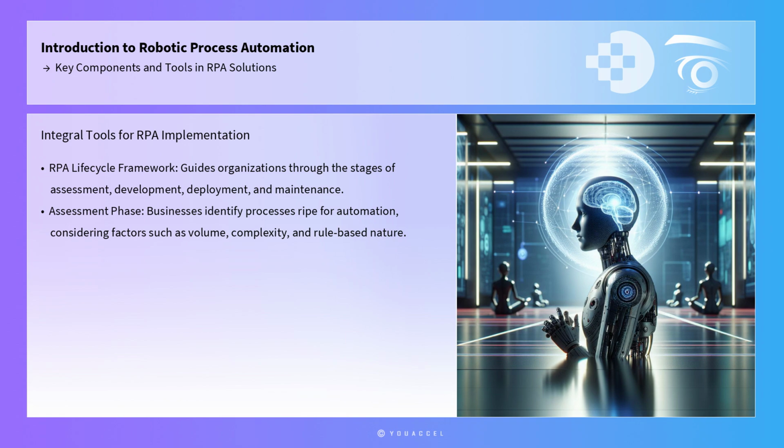In addition to these core components, several practical tools and frameworks are integral to effective RPA implementation. One such framework is the RPA lifecycle, which guides organizations through the stages of assessment, development, deployment, and maintenance. During the assessment phase, businesses identify processes that are ripe for automation, considering factors such as volume, complexity, and rule-based nature. This ensures that the selected processes align with organizational goals and deliver tangible value.